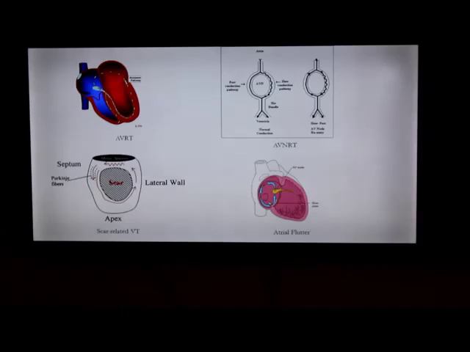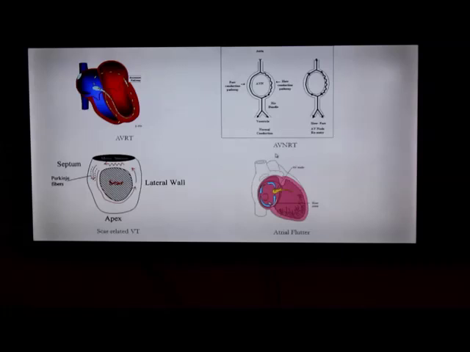For example, in AVRT, atrioventricular reciprocating tachycardia, I have the AV node and I have an accessory pathway, then the atrial tissue and the ventricular tissue. The accessory pathway is my fast limb, the AV node is my slow limb, and these two are part of the circuit. The functional obstacle is just the cavity inside the heart. So here we get a re-entry circuit.